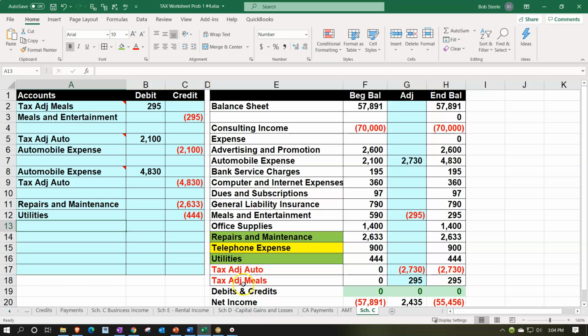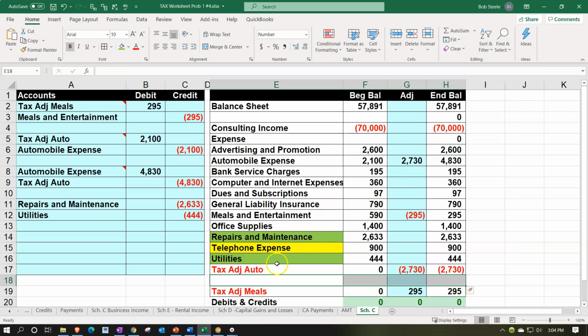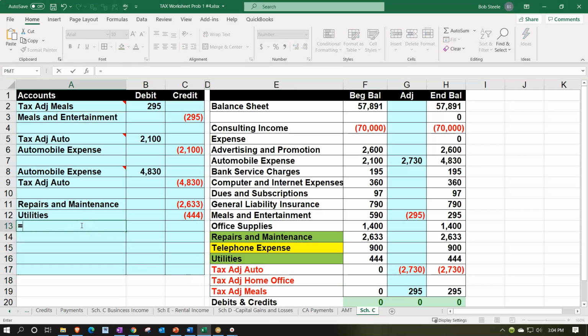So let's actually add it here. I'm going to add this here. I'm going to say insert, right click and insert, shifting down. This is going to be the tax ADJ for the home office. So I'm going to reverse those items that are currently in there, because that's the full amount for the whole home, and we need just the portion for the home office.